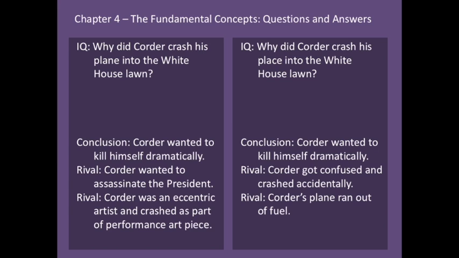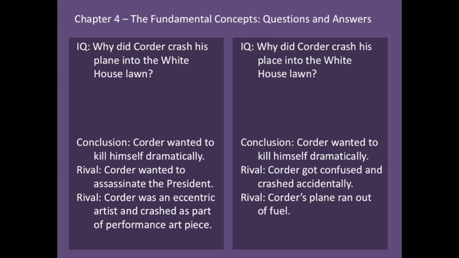Now compare this set of possible answers with the right-hand interpretation. Corder wanted to kill himself dramatically, that stays the same, but then the other rivals: Corder got confused and crashed accidentally. Corder's plane ran out of fuel. Even though the implicit question is phrased the same way, the different sets of rivals suggest that the question is being interpreted in slightly different ways.